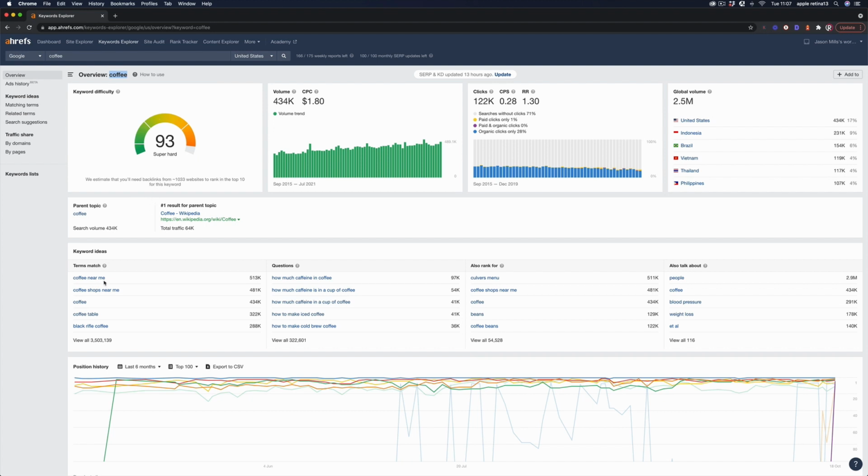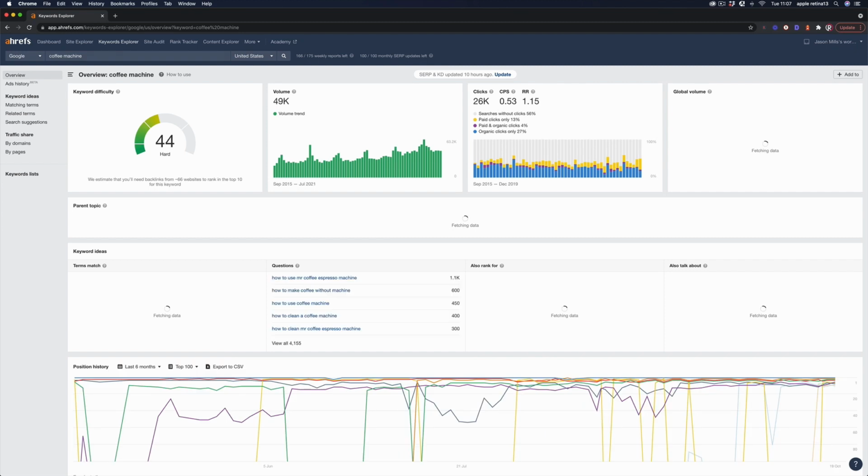But what it does do is give us keyword ideas for that, and there's actually 3.5 million that we can look at. But what we'll try and do is just narrow this down a little bit. Let's think that we might be looking at a coffee machine website. So we might be thinking about reviewing coffee machines. Again, this is an extremely hard keyword. There's a lot of search volume there for it.